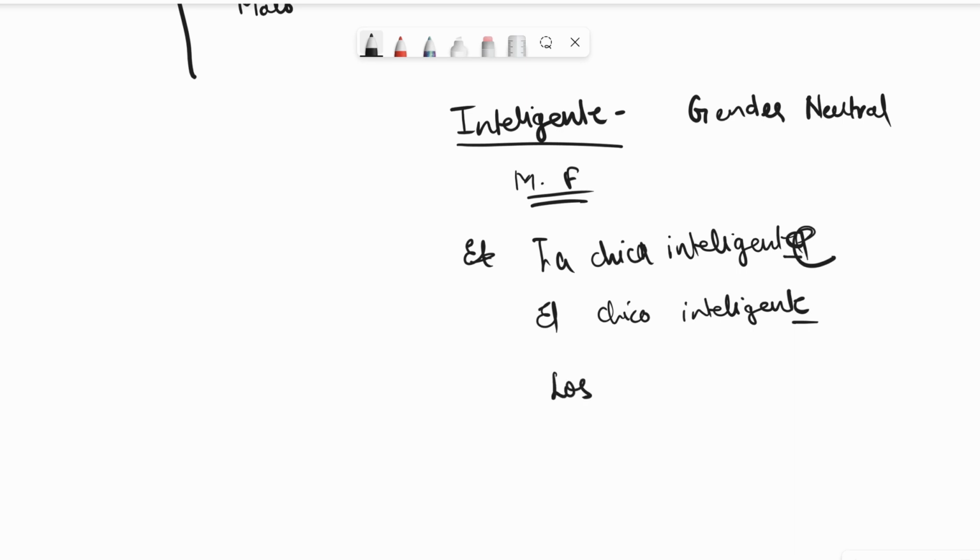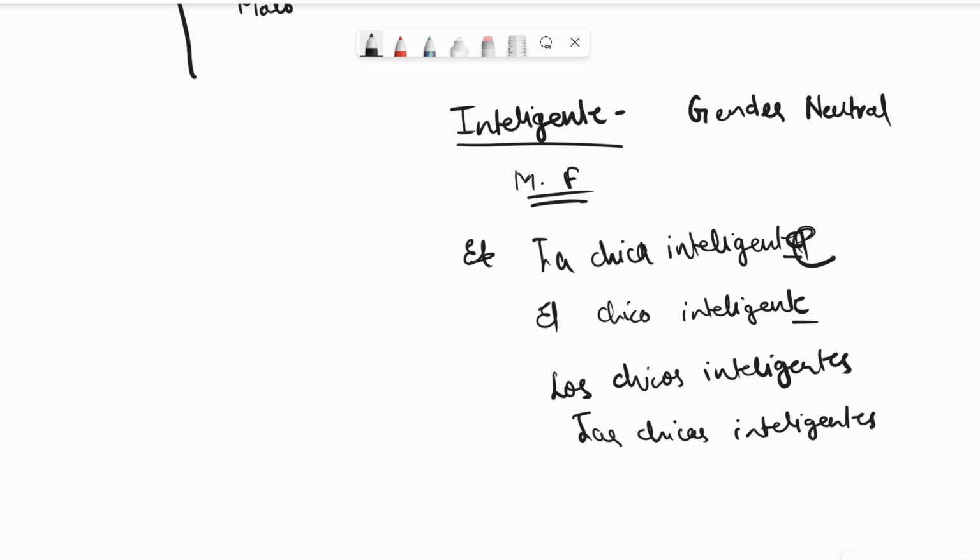If I wanted to say the intelligent boys, los chicos inteligentes. Same goes for the intelligent girls, las chicas inteligentes. So, no separate feminine form. Same for both masculine and feminine. Now, let's take another adjective that ends in E, interesante.